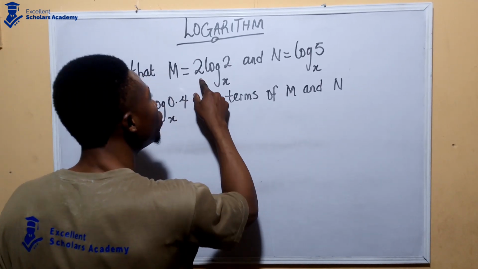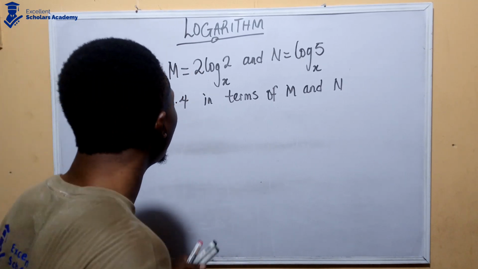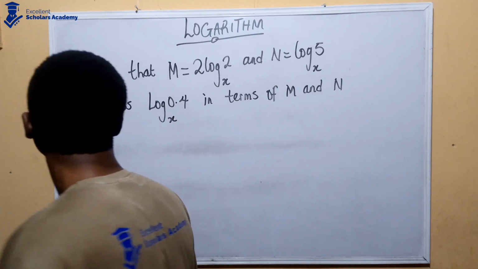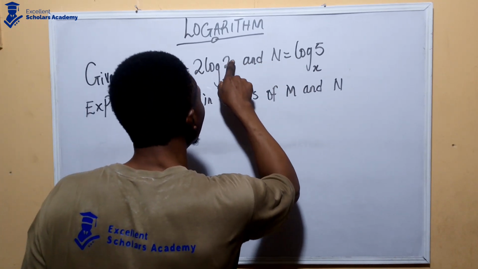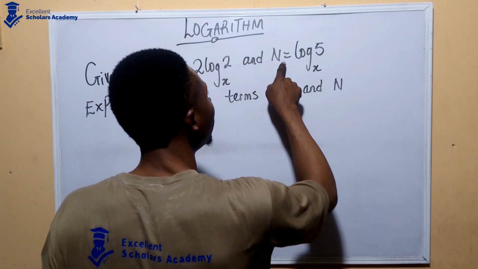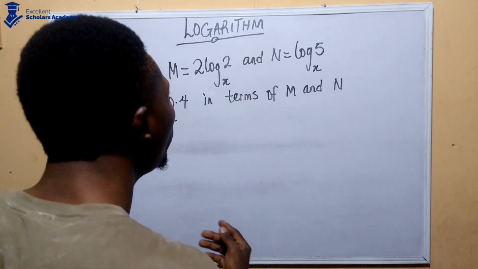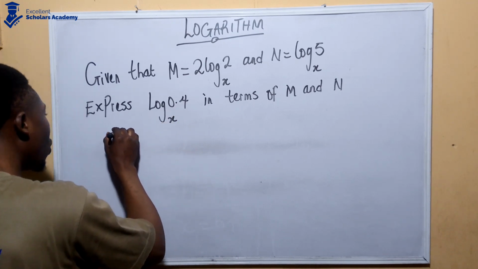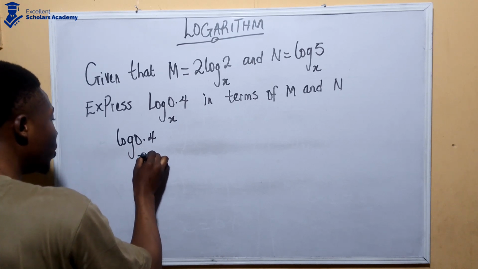Given that m is equal to 2 log 2 base x and n is equal to log 5 base x, express log 0.4 base x in terms of m and n. Now this is a very tactical question. You are given m is equal to 2 log 2 base x, and you are also given n is equal to log 5 base x. So how do we work this out? Now let's focus on this for now. So this is log 0.4 base x.